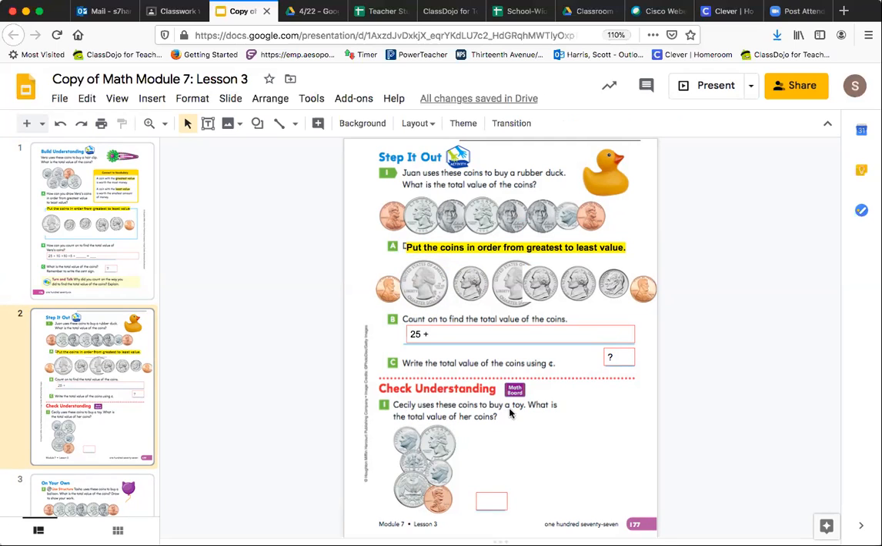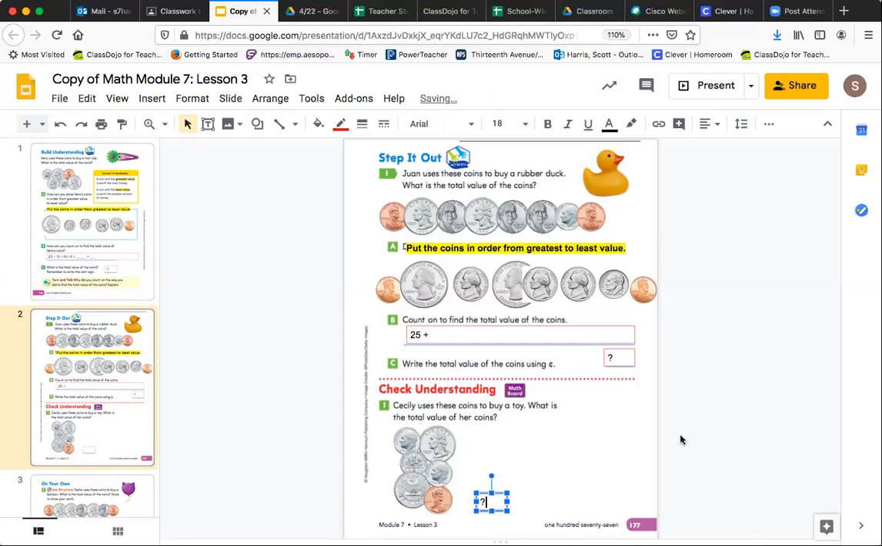Cicely uses these coins to buy a toy. What is the total value of her coins? So you're going to look at those. I see some dimes. I see some quarters. I see a penny. Write in your total value right there.